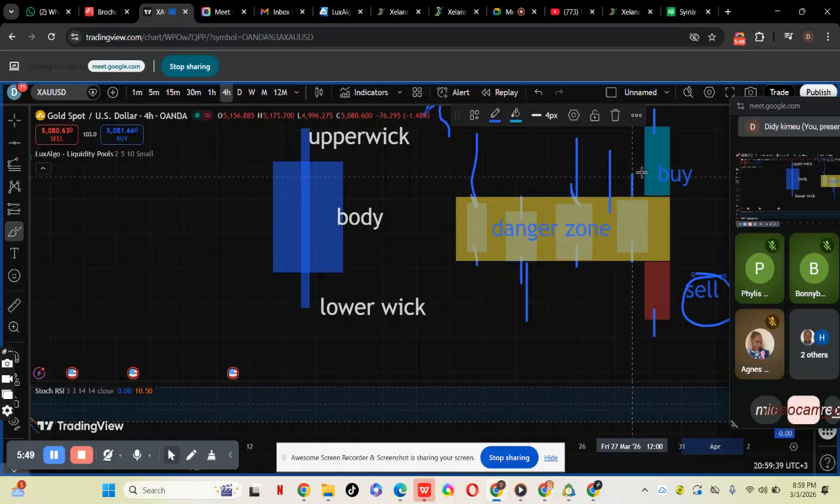So after consolidation, there must be a breakout, either on the bullish side, where we buy, and on the bearish side we sell. Phyllis, are we together?